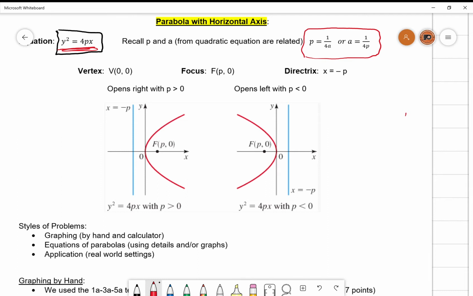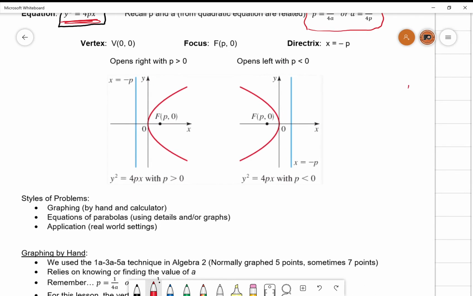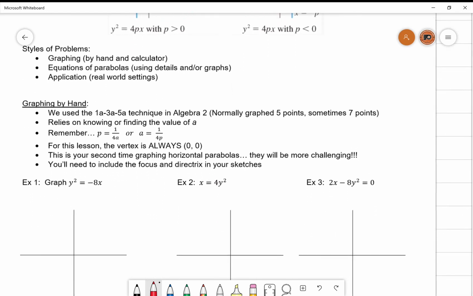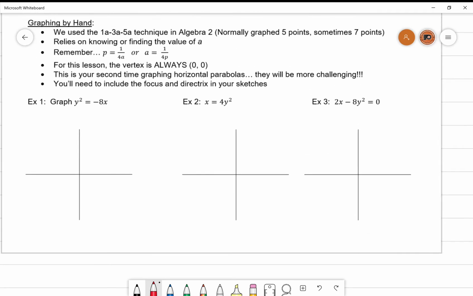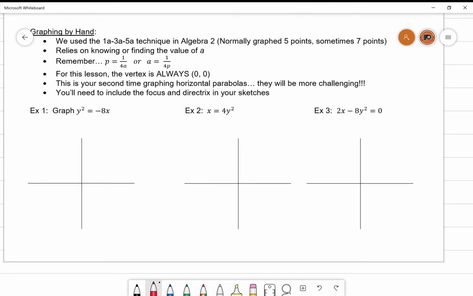Our focus and directrix are going to move left and right of our vertex instead of moving up or down. And you can see from the pictures, the value p dictates whether it opens left or right. Graphing wise, if you remember the 1a, 3a technique, it's going to be the same. We're going to find a, but instead of moving left and right one unit and then up and down using a, we're going to do the reverse. We're going to move up and down one unit at a time and left or right depending on a.